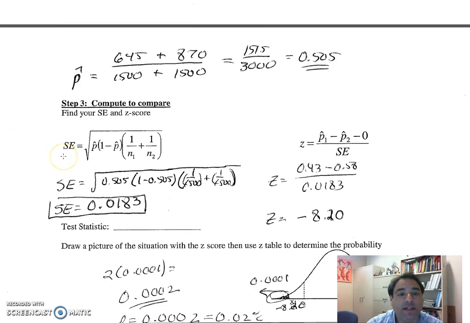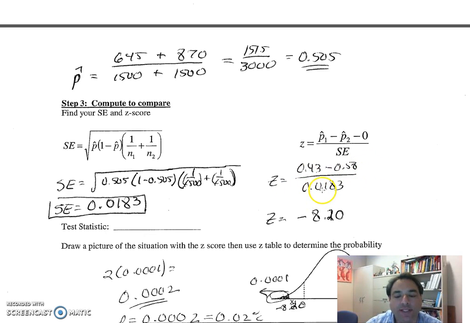And then when we do our SE calculations, be careful. It's our combined p hat, 0.505, times 1 minus 0.505, times the parenthesis, 1 over 1,500 plus 1 over 1,500, following this formula, 1 over n1 plus 1 over n2. And you should get 0.0183. So be careful when we do that. Practice that. Make sure you get 0.0183. Now, for our z, it's the first p hat, which is 0.43, minus the second p hat, which is 0.58. You could subtract 0, won't change anything.